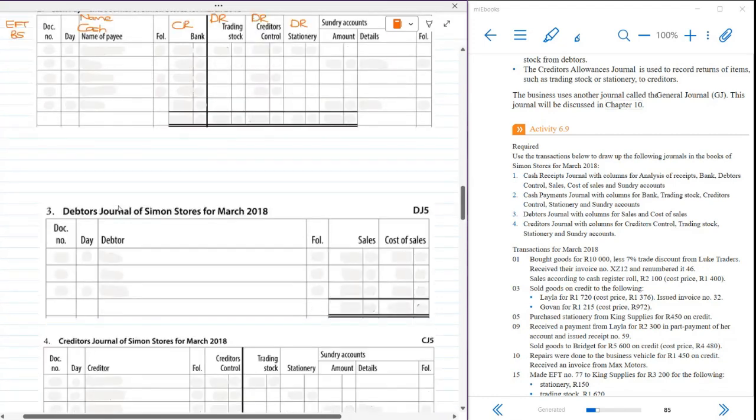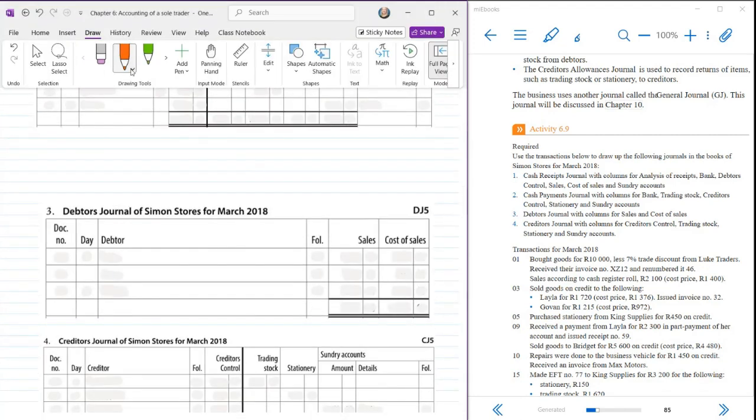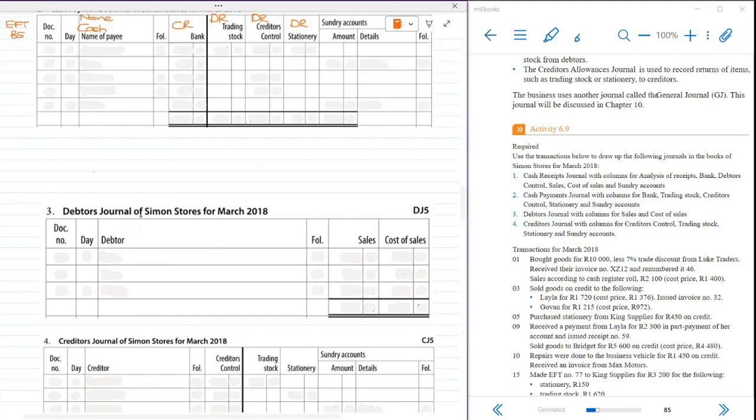Moving to the third journal we're going to look at today, the debtors journal. The debtors journal is used when we sell on credit.